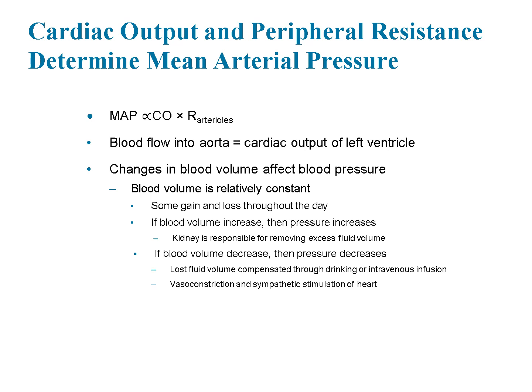The body compensates for this loss by triggering mechanisms such as increased fluid intake through drinking or intravenous infusion. Additionally, the blood vessels constrict, a process known as vasoconstriction, while the heart receives sympathetic stimulation to increase cardiac output and restore blood pressure levels. By maintaining a balance between cardiac output, blood volume, and vascular resistance, the body ensures proper circulation and stable blood pressure, which are essential for overall cardiovascular health.